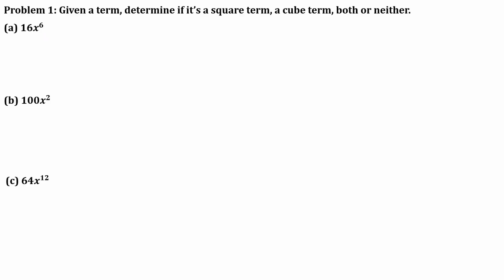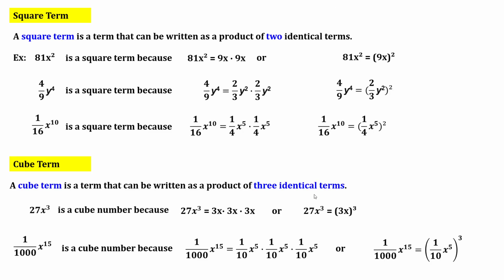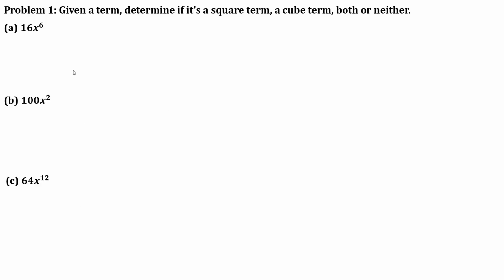Okay. All right. So all I really want to do in this lesson, so problem number 1, okay. If I tell you something is a cube term, when you know it's a cube term, it's easy to figure out a way to show it because you already know it is. So you're just looking for ways to confirm that. The tricky part is if you're given a term to determine whether it's a square term, a cube term, both or neither. All right, so I'm going to give you a term, and given a term, determine if it's a square term, a cube term, both or neither.